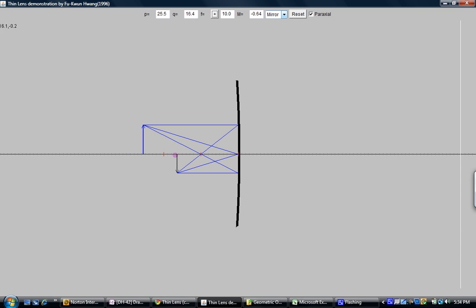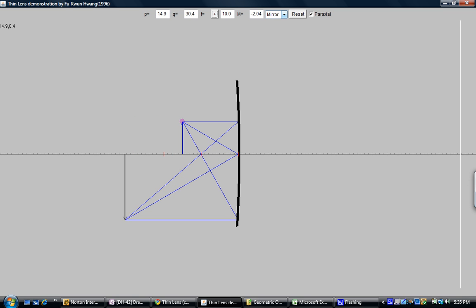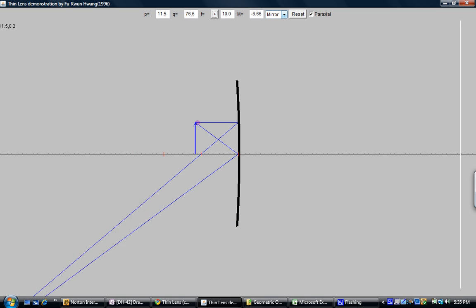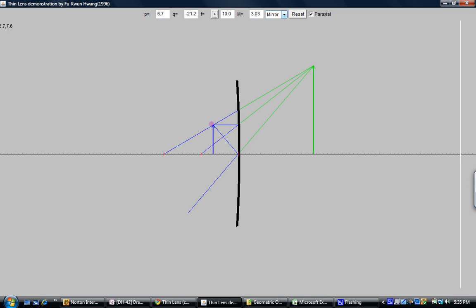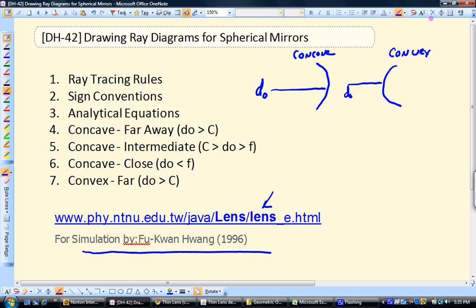So again, we're going to start off looking at a case when it's out here. Then we're going to look at a case somewhere in here. Then we're going to see what happens here. You can see there's a big change right at the focal length. We're going to explain what that is. So we'll probably come back to that simulation. But let's talk about the rules for convex and concave.